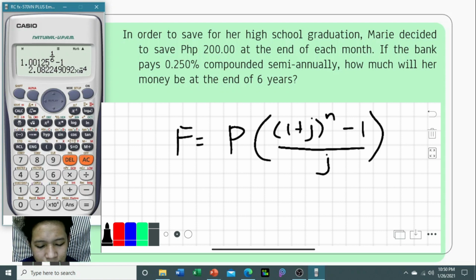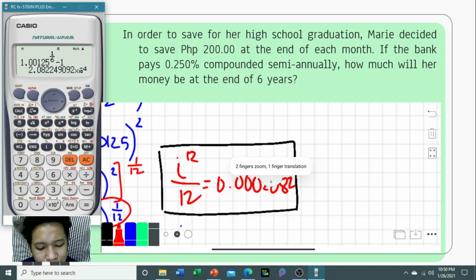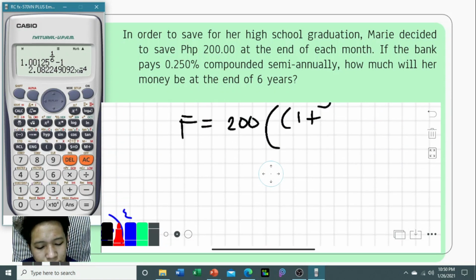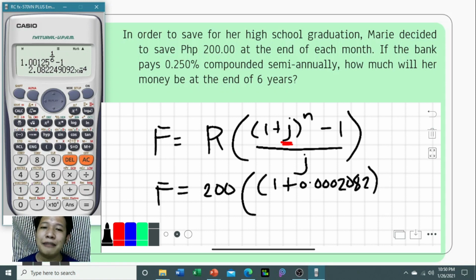So, we have here, what? It's not P, it's R. Okay po? So, that is F equals, so our periodic payment or regular payment is 200 multiplied by 1 plus, so yung value ng J natin would be what? Yung value ng J na nakuha natin kanina, and that is 0.002082. So we have here 0.002082 raised to the value of our N, that is in line with yung month.